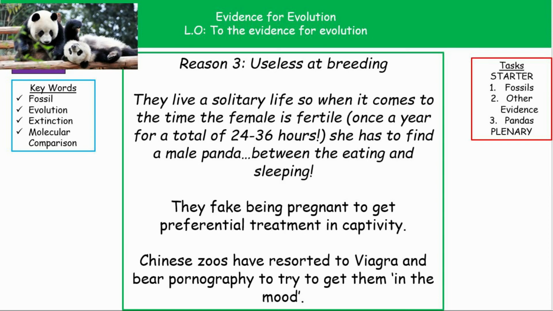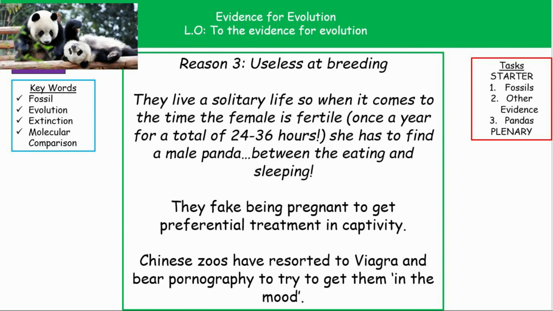And pandas are actually so unbelievably ridiculous that they fake being pregnant during captivity in order to get preferential treatment. So these creatures have decided that rather than actually getting pregnant, they can just fake it just to get preferential treatment when we've got them in the zoos in our breeding programs.